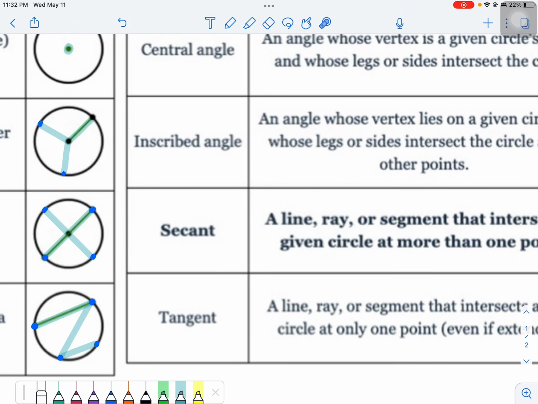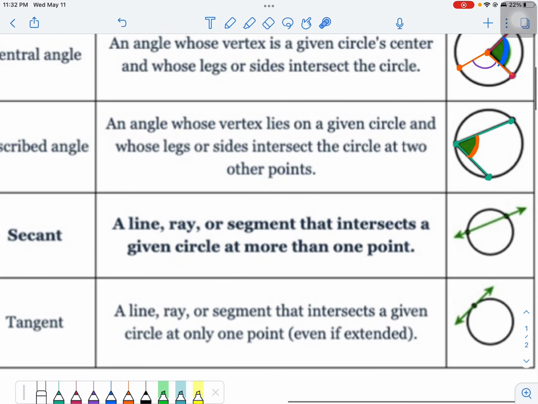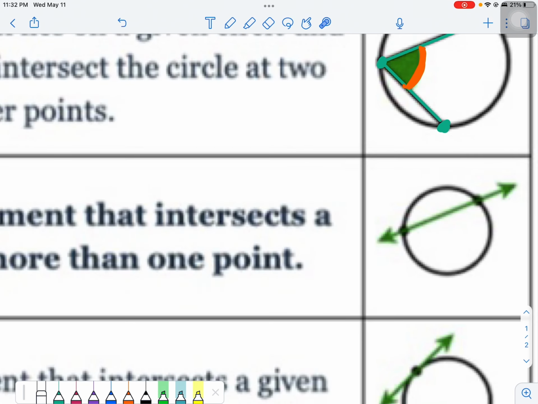Next is secant. This is called a secant. A secant is a line, a ray, or a segment that intersects a given circle at more than one point. So if you notice this one, we have 2 points right there. But this one, the line goes through the circle. It passes the circle and goes through the circle. See? And there's the line right there. Look at that. It goes forever that way and forever this way. So it pierces the circle.